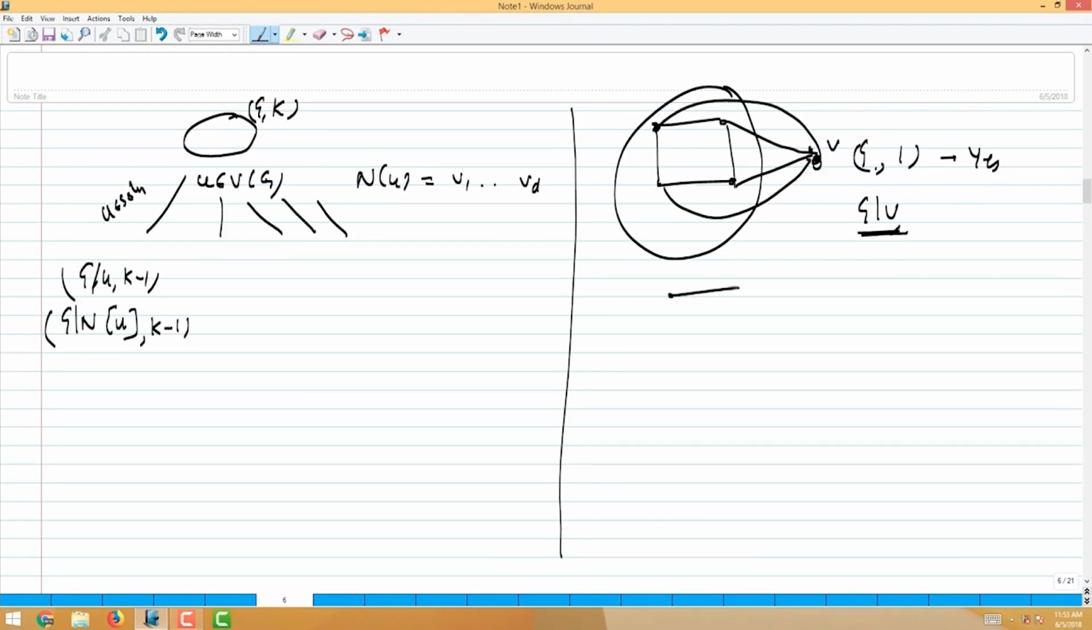G minus V is a cycle. It is... forget, does it even have a dominating set of size 1? No matter what vertex you pick, you will not be able to cover some edges. So its dominating set is at least 2, right? So this is what makes dominating set harder than vertex cover.